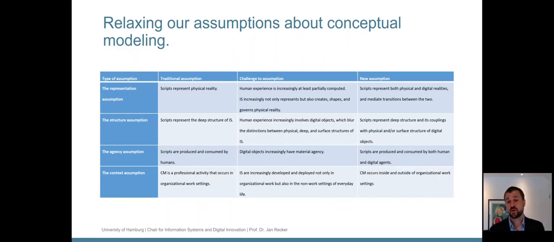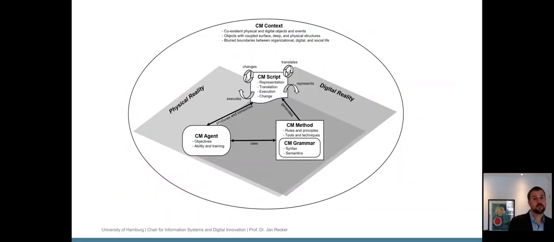And of course, conceptual modeling occurs both inside and outside of organizational work. And this is really what our new framework tries to convey. So that we have agents, digital or human, that are producing or consuming scripts generated with a grammar and a particular method, but the scripts are really in a place where they can translate aspects of physical reality into a digital model, or they can take a digital model and make it fit so that we can execute it within physical reality.